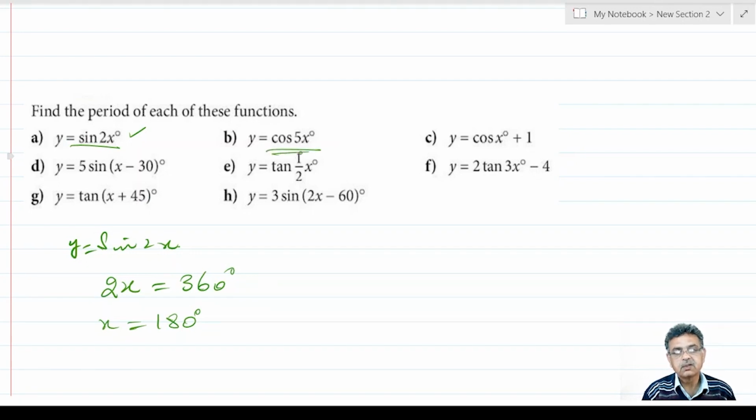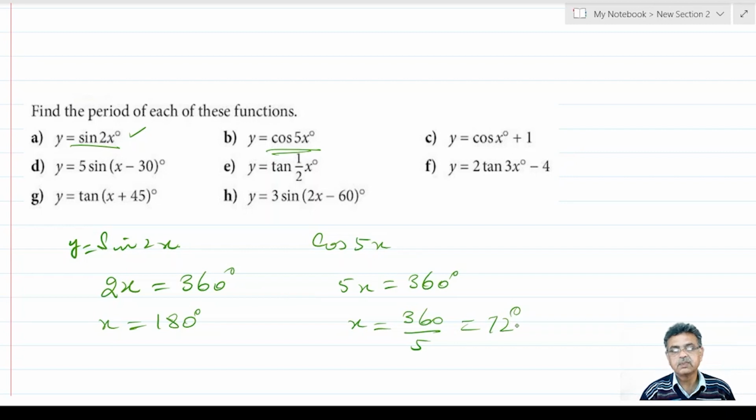Now this is cos 5x. Place 5x equal to 360 degrees, then x is equal to 360 divided by 5, that is 72 degrees. So the period of this graph is 72 degrees.